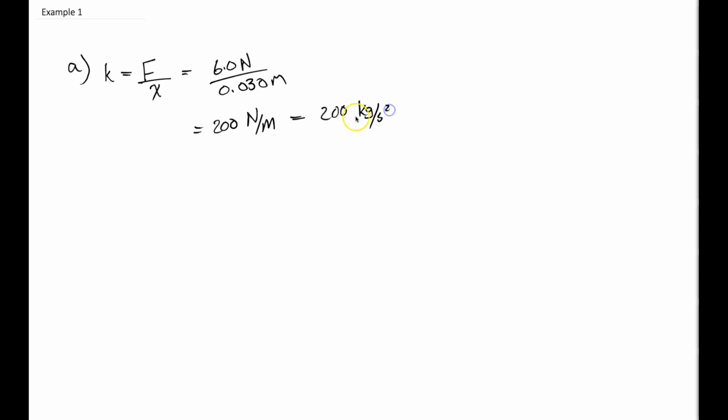The force spring constant is given by the force divided by the displacement. So we have 6 newtons causing a displacement of 0.03 meters, and that gives us a force constant of 200 newtons per meter, which, if you do some changes with the newtons, comes out to about 200 kilograms per second squared. So these units are interchangeable.